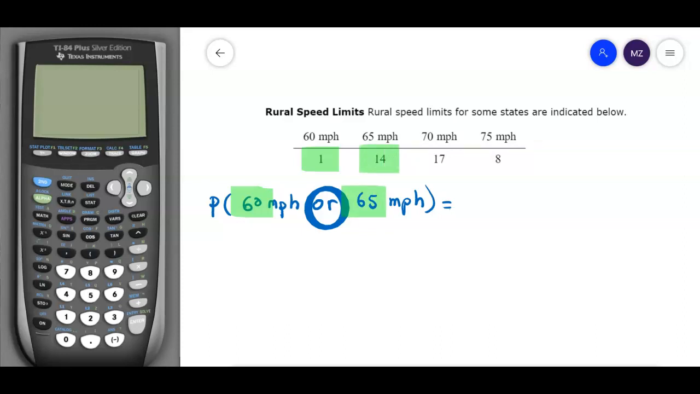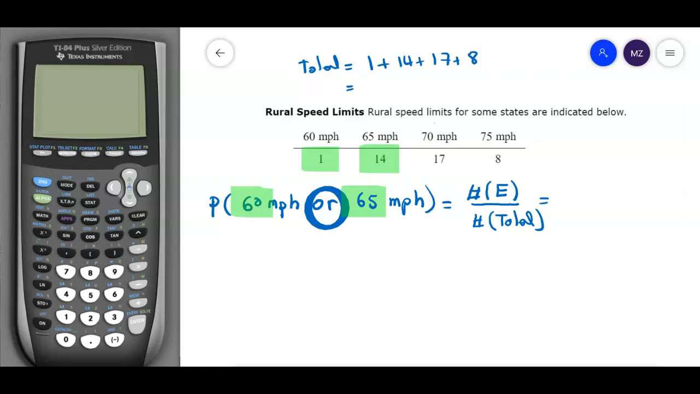So what will be the probability? The probability is always the number of an event, any event, let's call it E, divided by the total number. So what is the total number? The total would be 1 plus 14 plus 17 plus 8. I need to calculate this, and it's better to do it with the calculator.